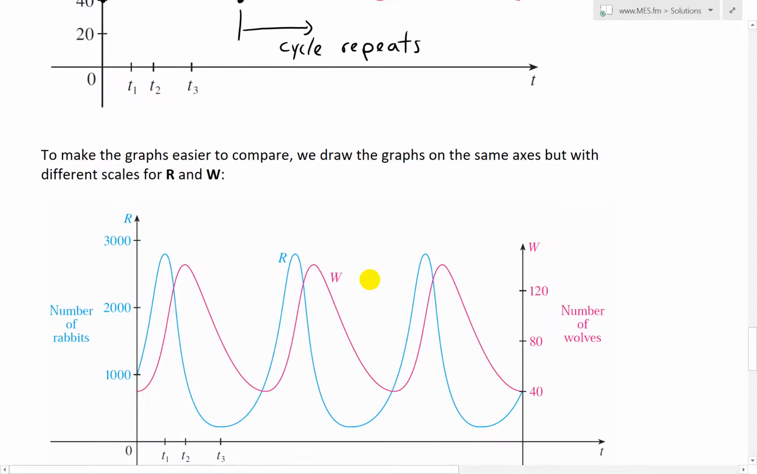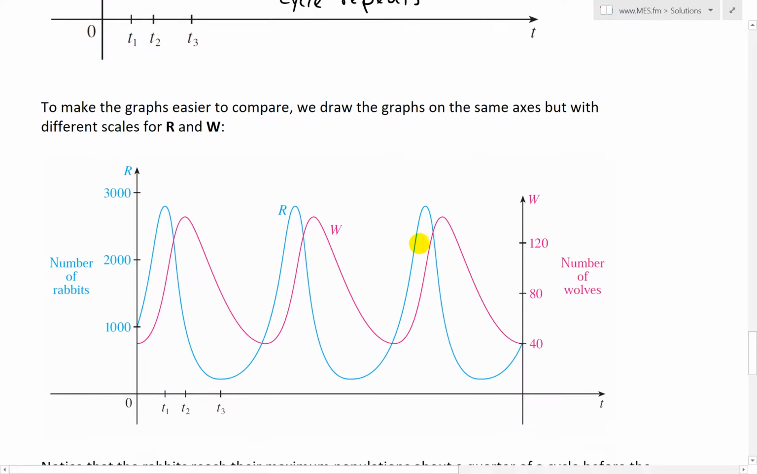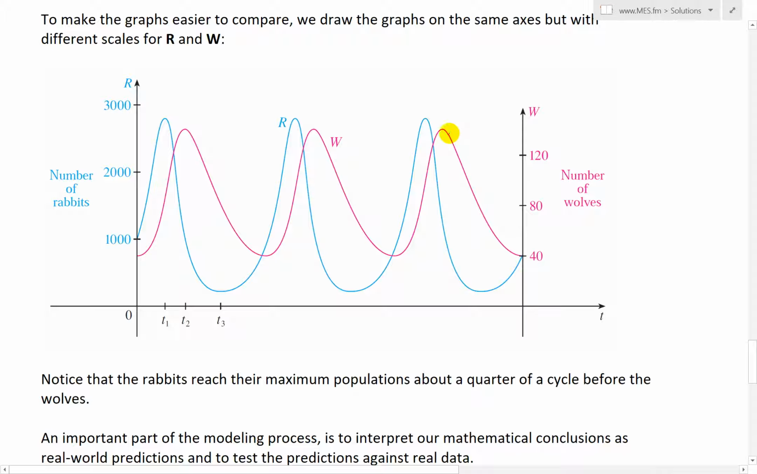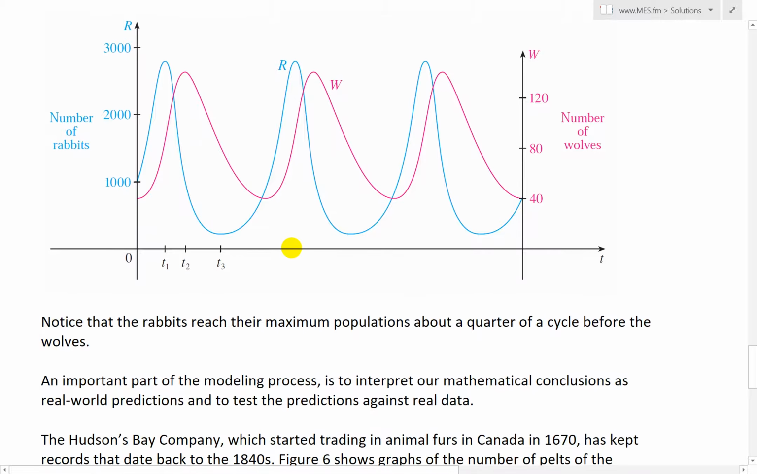And now, to make the graphs easier to compare, we can draw the graphs on the same axis, but with different scales for R and W. The reddish or pink one is the wolf population on the right side on the secondary axis, and the number of rabbits is in blue on the left axis, the main axis. As you can see, they're separated by almost a quarter of a cycle. So if a full cycle is roughly, this is the 1,000, it has to go back to the 1,000 here and here.